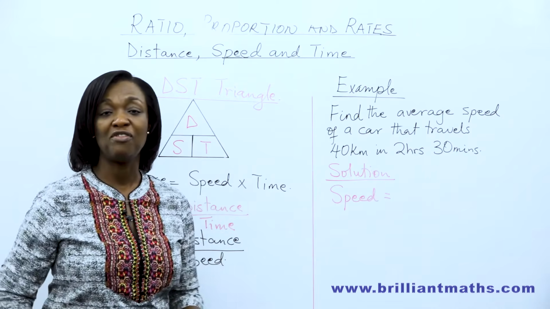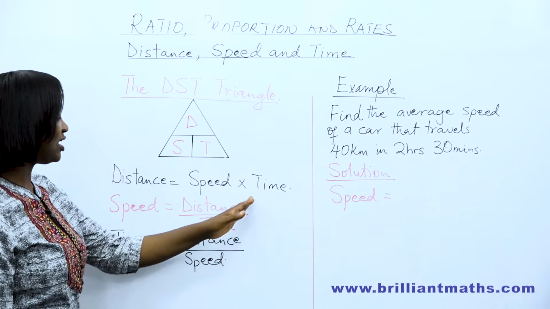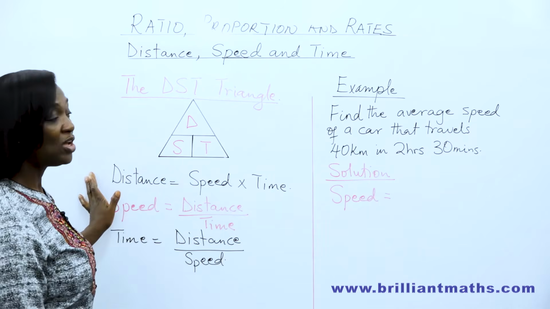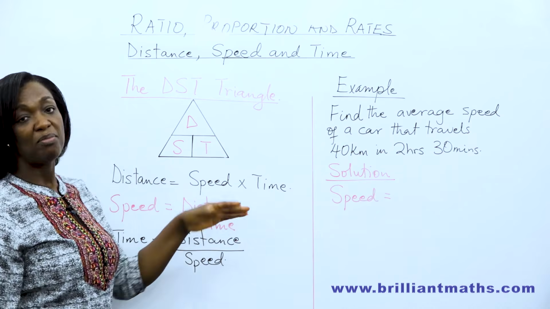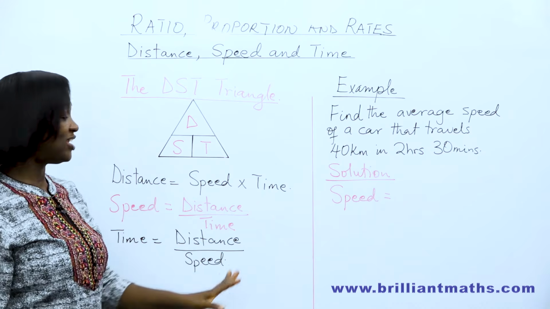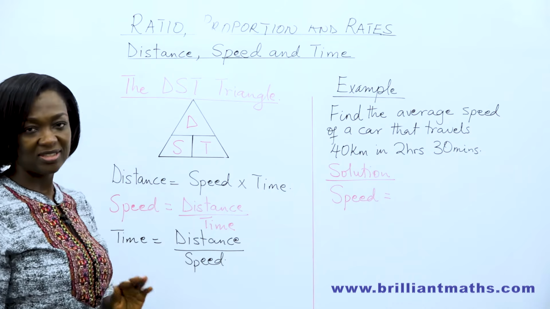So if the question involves finding speed, you use the formula for speed. Simply divide the distance by time. If the question involves finding distance, you multiply the speed by the time you have been given. And if you are to find time, you divide the distance by the speed. It's as simple as that.